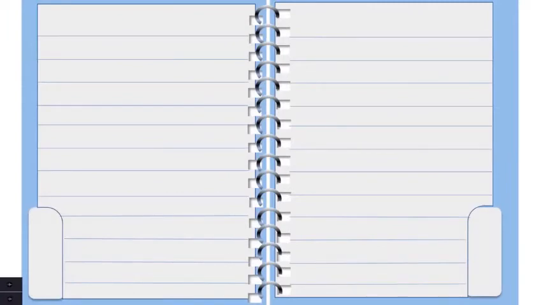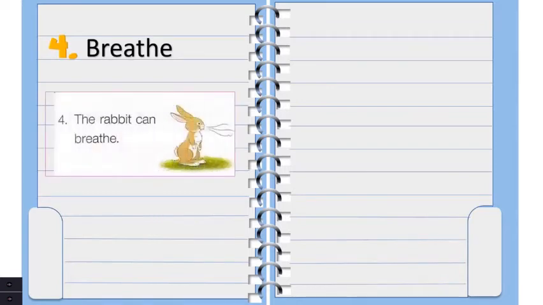Number 4, all living things can breathe. Look at the picture. The rabbit can breathe. Now you try. Can you try to inhale and exhale? Let's see if you can breathe. Inhale, exhale. Inhale, exhale. Yes, so you are a living thing.